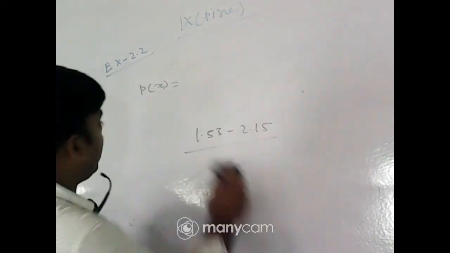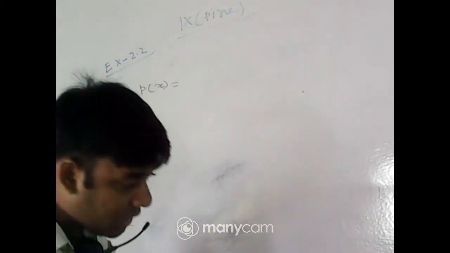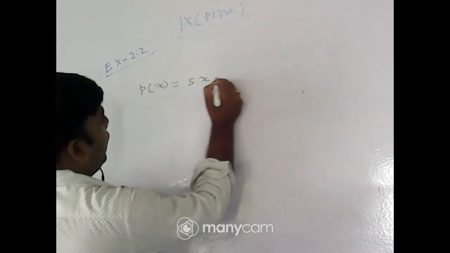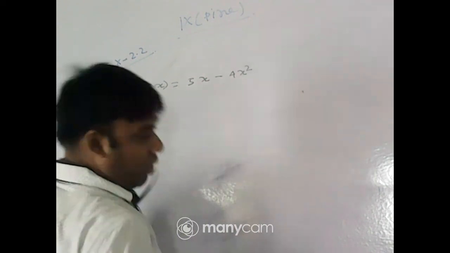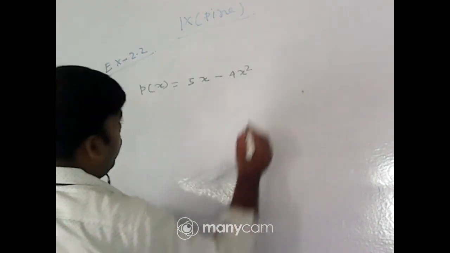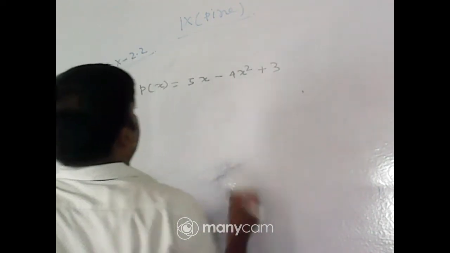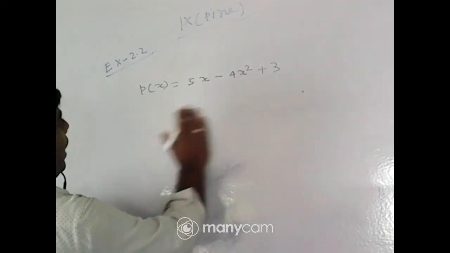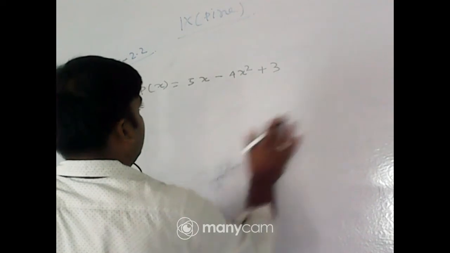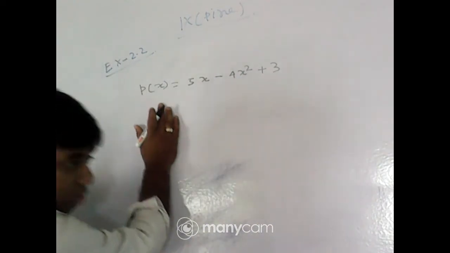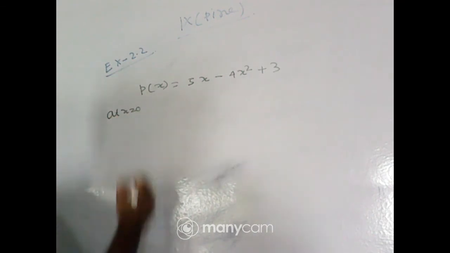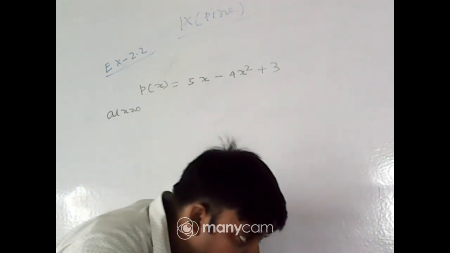Sorry, 1:55. Okay, now p(x) equal to 5x minus 4x square plus 3. What will be the value of p(x) at x equal to 0? Find it out quickly. At x equal to 0.